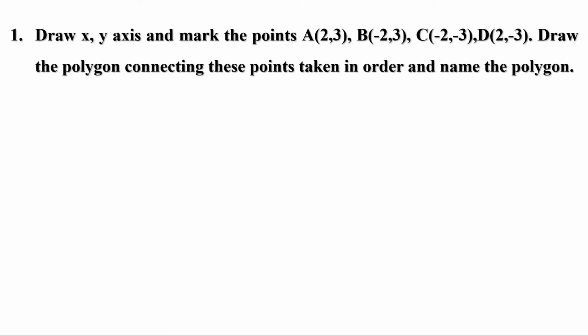Let us check the answer now. Draw x and y axis and mark the points A (2, 3), B (-2, 3), C (-2, -3), D (2, -3). Draw the polygon connecting these points taken in order and name the polygon.